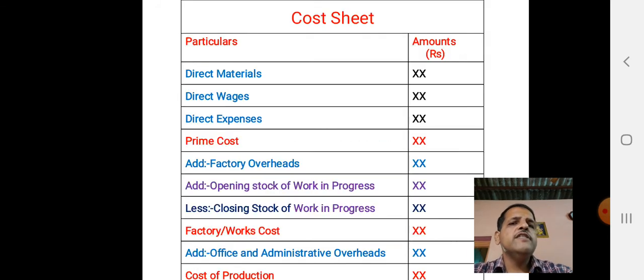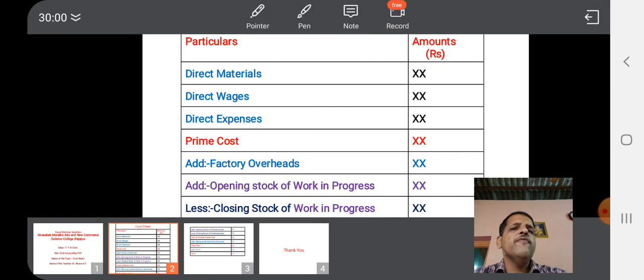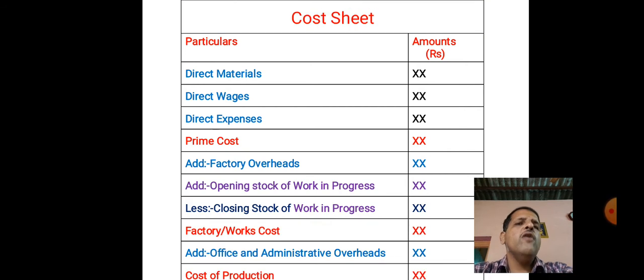Now, when we see the pro forma of cost sheet, what is there? In the pro forma of cost sheet, first of all, we are having direct material, direct wages and direct expenses. These three things taken together, we get prime cost. Now what is direct material? The material used in the preparation of product directly, which are the main ingredients of the product or service produced, they are known as direct materials.